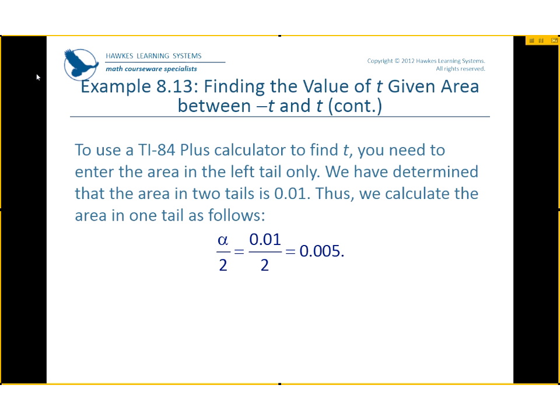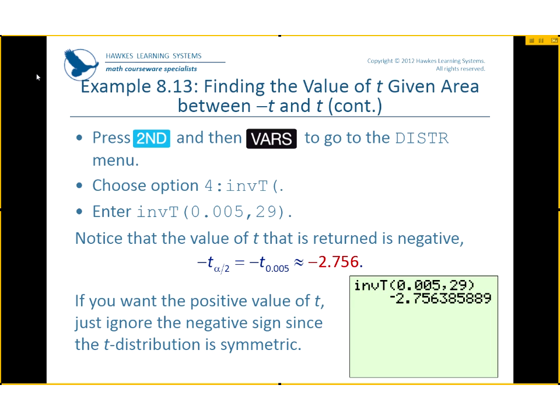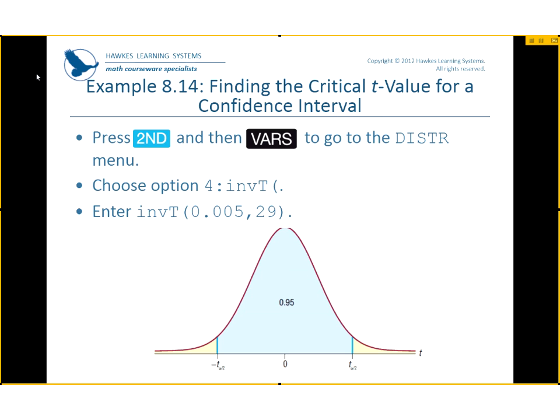All right, we can do it with a calculator again. Remember, we have to divide that area under the tails. So 0.01 divided by 2. And somebody might be asking, well, where did you get that 0.01? That is the decimal form of 1%. That's all we did. We divided it by 2, and we get 0.005. So if you do second, bar, 4, and you do 0.005, comma, 29, you get negative 2.756. And if you want the positive value, just ignore the negative sign since the t-distribution is symmetric.